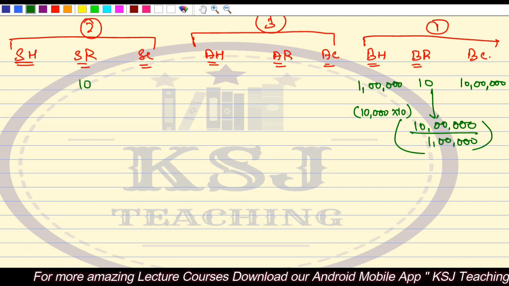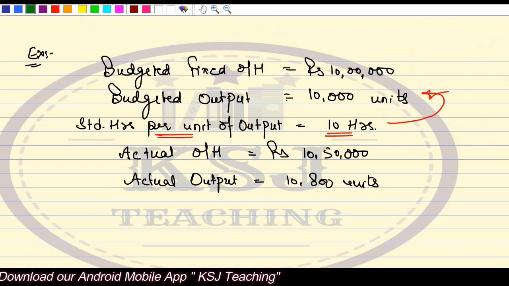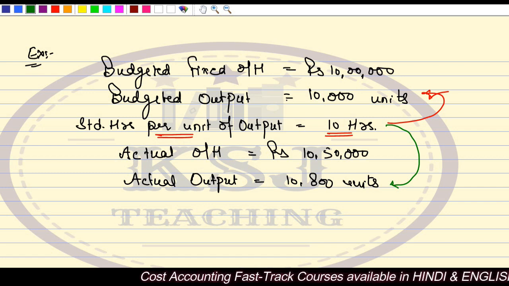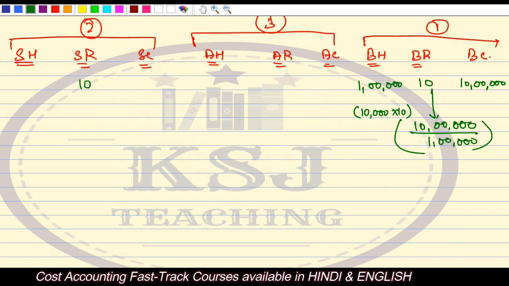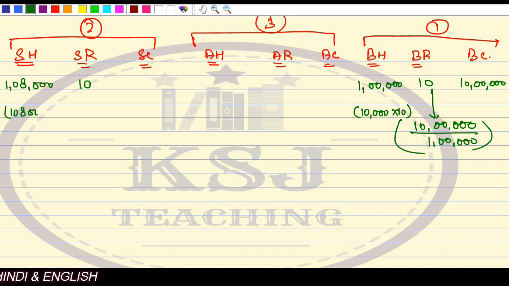Clear? Now, what is your actual output given to you? The actual output is given as 10,800 units. Now, we can set the standards for actual output. The standards will be for 1 unit, it is 10 hours. So, for how many hours for 10,800 units? This will come as 1,08,000 hours, right? 10,800 multiplied by 10.